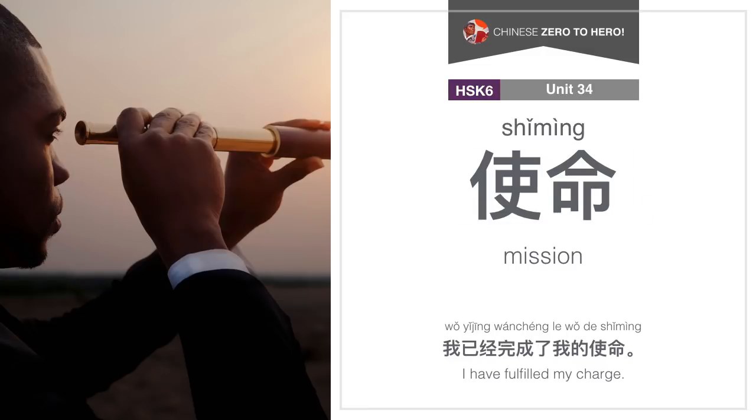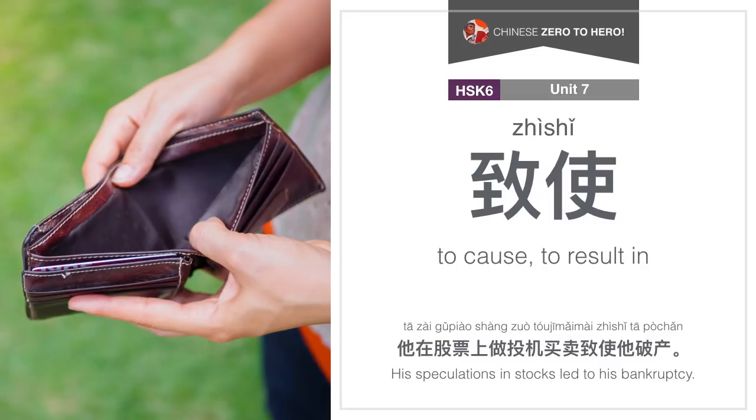In HSK 6, we learn the word 使命 meaning mission. 我已经完成了我的使命. I have fulfilled my mission. In HSK 6, we also learn 致使 meaning to cause or to result in. 他在股票上做投机买卖，致使他破产. His speculations in stocks led to his bankruptcy.